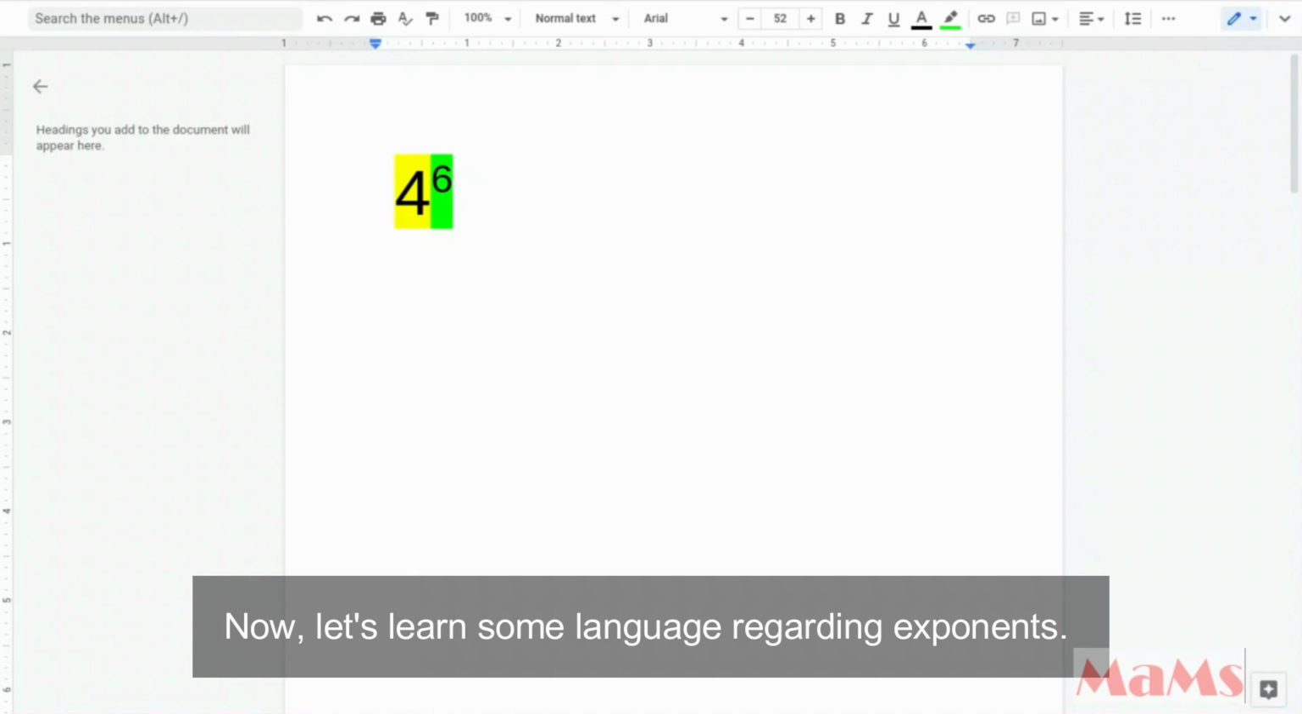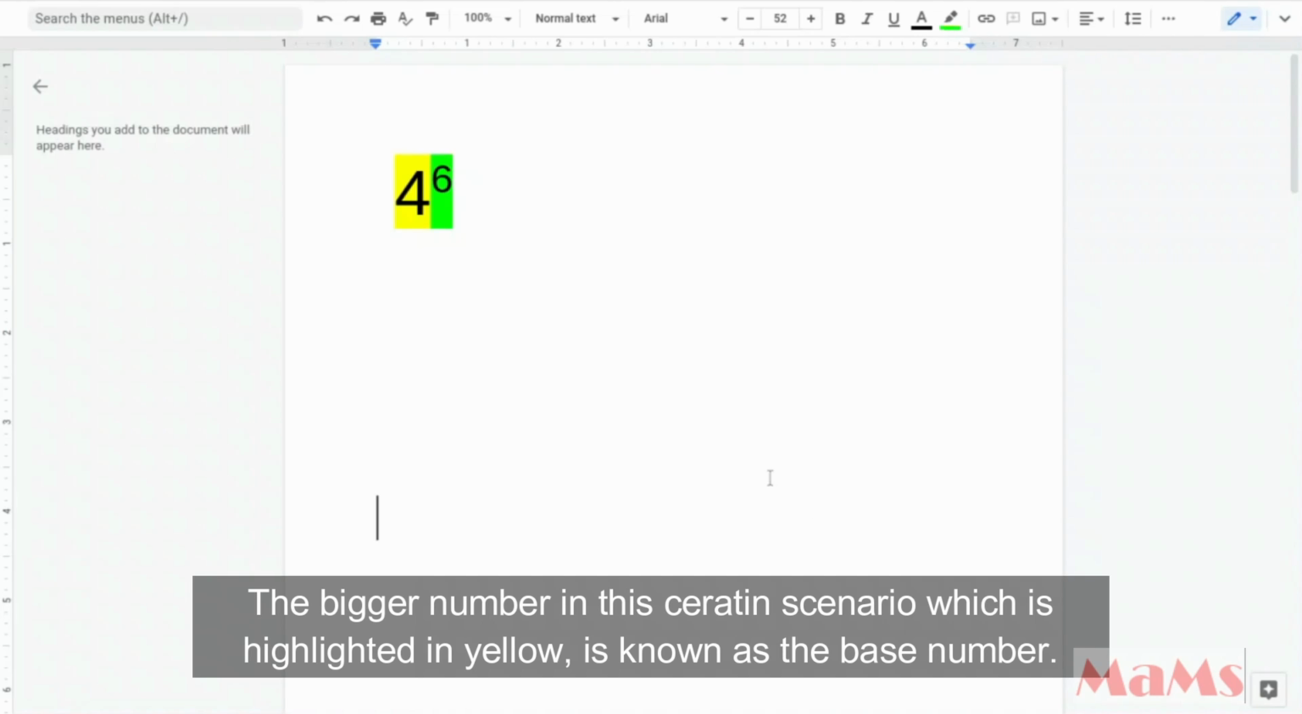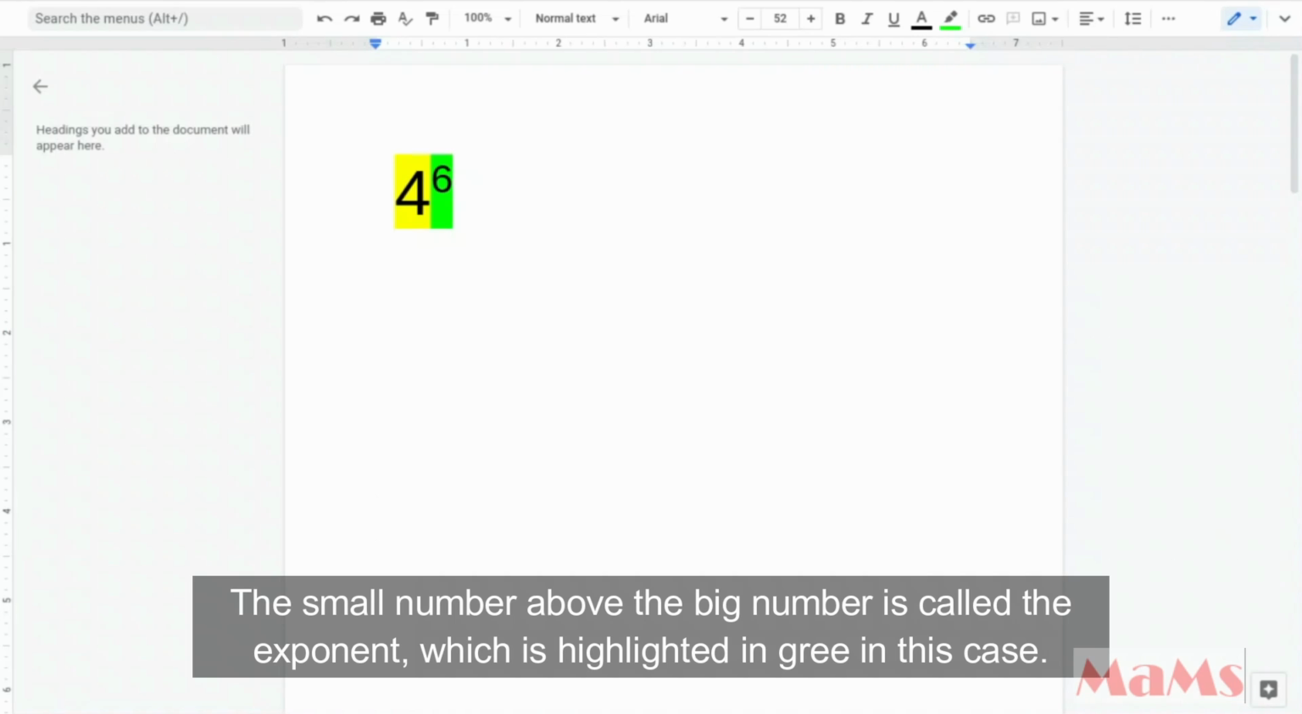Now, let's learn some language regarding exponents. The bigger number in this certain scenario, which is highlighted in yellow, is known as the base number. The smaller number above the base number is called the exponent, which is highlighted in green in this case.